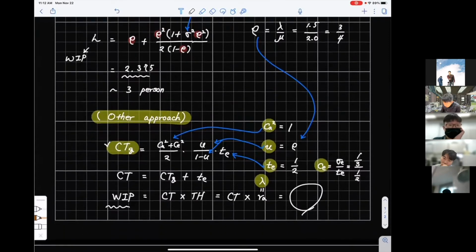So after this class, please calculate this problem by yourself. Okay?